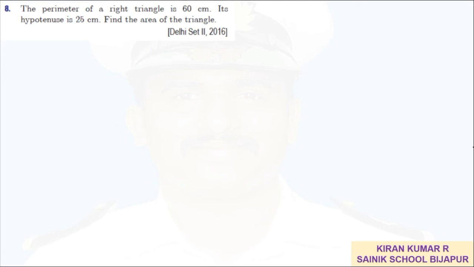Question number 8. The perimeter of a right triangle is 60 centimeter. Its hypotenuse is 25 centimeter. Find the area of the triangle. Let me consider a triangle. Say it is a right-angled triangle. Here the hypotenuse is given as 25 centimeter. Other two sides are not known. Let me write this as A and B. Let this be C.